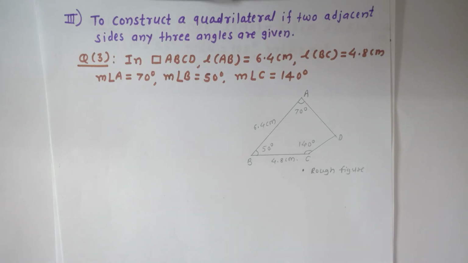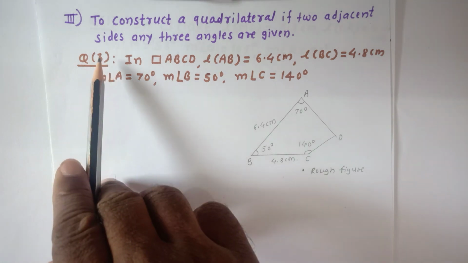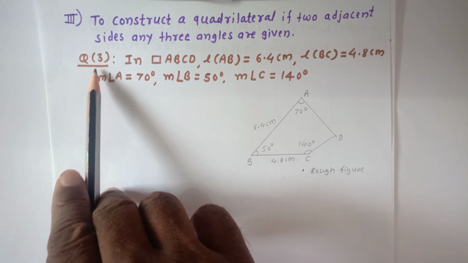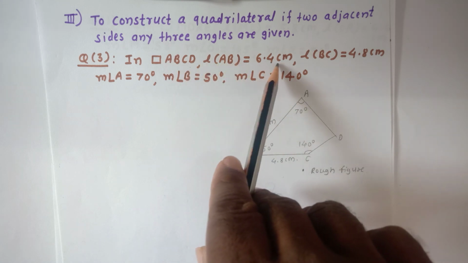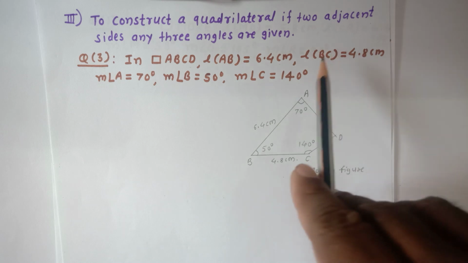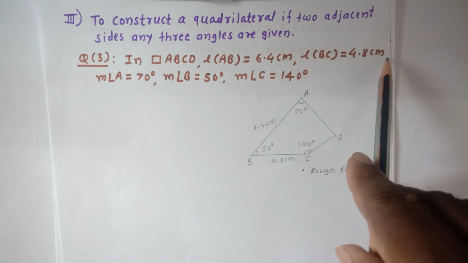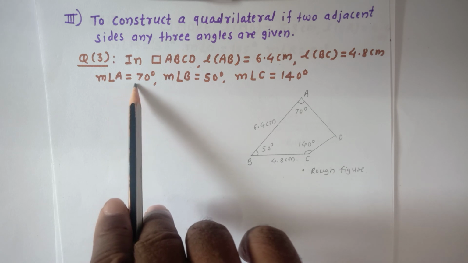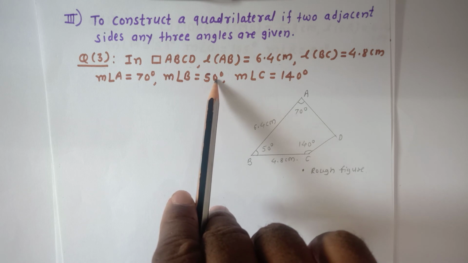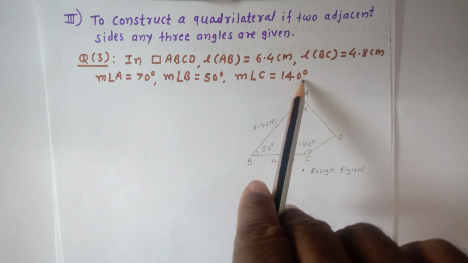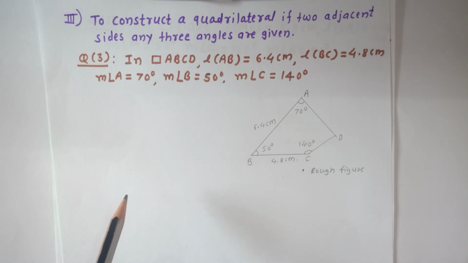Number 3. Construct a quadrilateral if two adjacent sides and any three angles are given. Question number 3 from practice set 8.1. In quadrilateral ABCD, length of AB is equal to 6.4 centimeter, length of BC is equal to 4.8 centimeter, measure of angle A is equal to 70 degree, measure of angle B is equal to 50 degree, measure of angle C is equal to 140 degree.